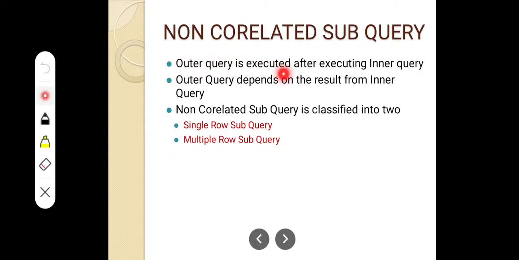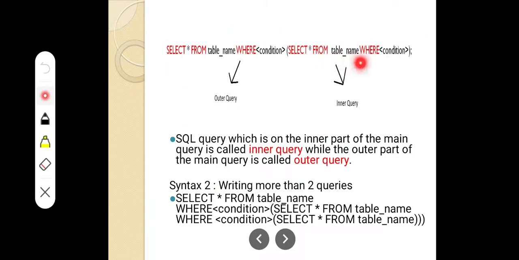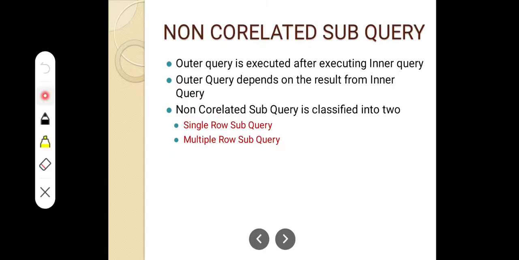The outer query is executed after executing the inner query. The outer query depends on the result of the inner query. I have already told that first the inner query will be executed, and only after that the result from the inner query is given to the outer query. That is why it is written like that. Clear? Now we have further classified the non-correlated subquery into single row subquery and multiple row subquery.